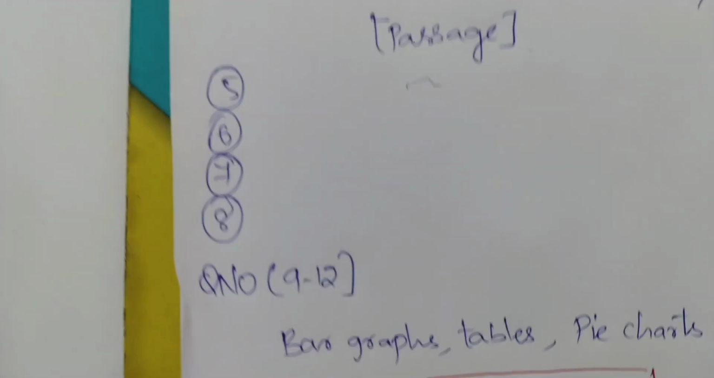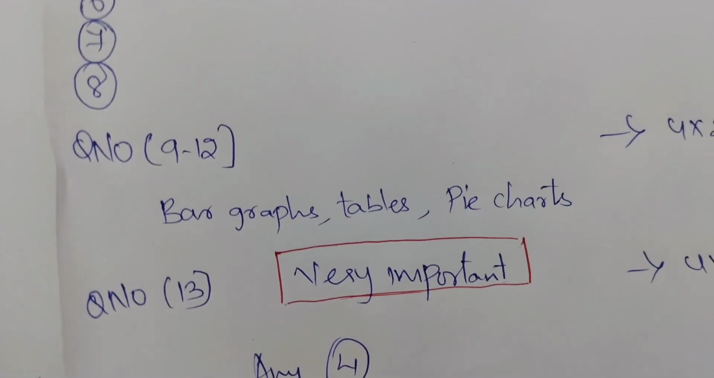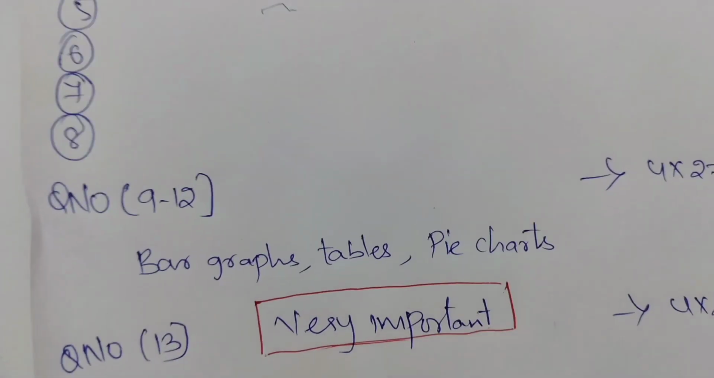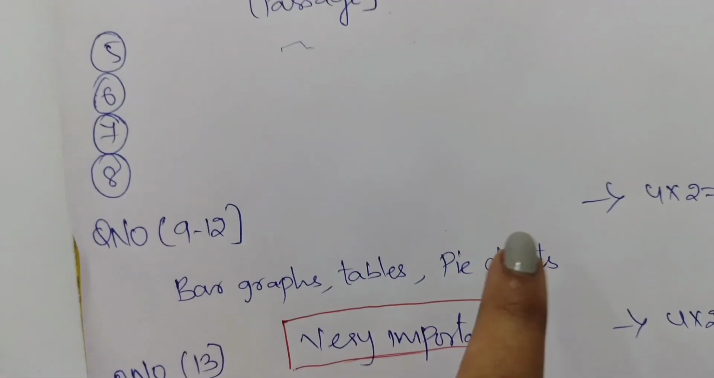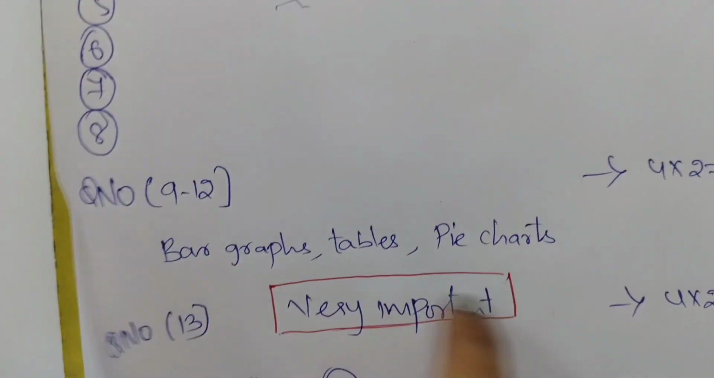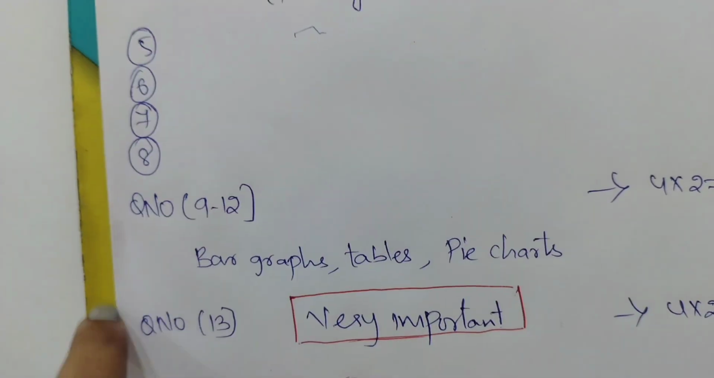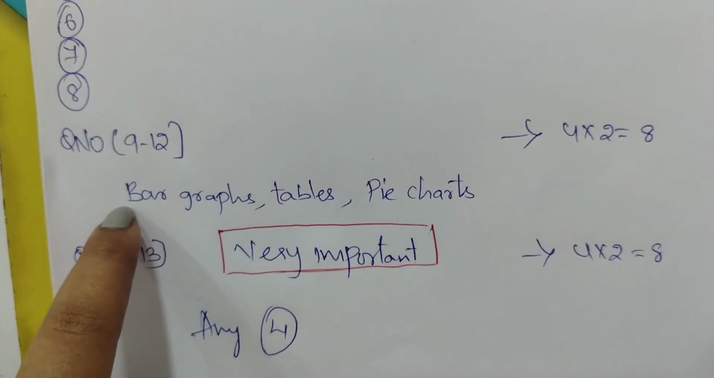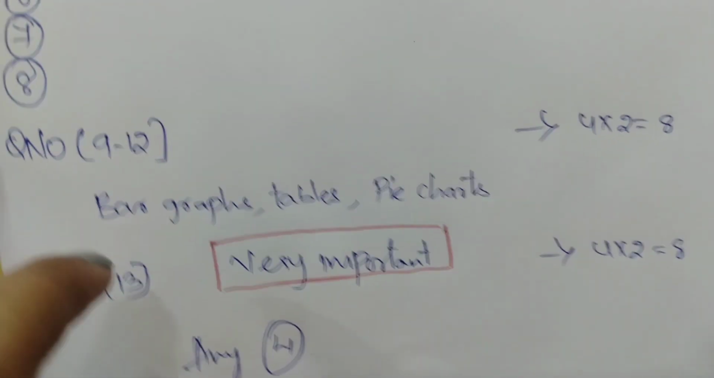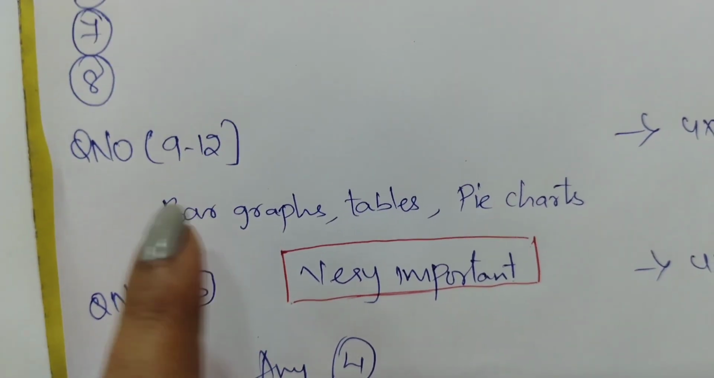Now coming to question number 9 to 12. When it comes to question number 9 to 12, they may give bar graphs or tables or pie charts. Anything they may give, and they will be asking questions related to these. So 9 to 12 is a very easy bit, but again here you have to use some tricks and answer it correctly and properly.